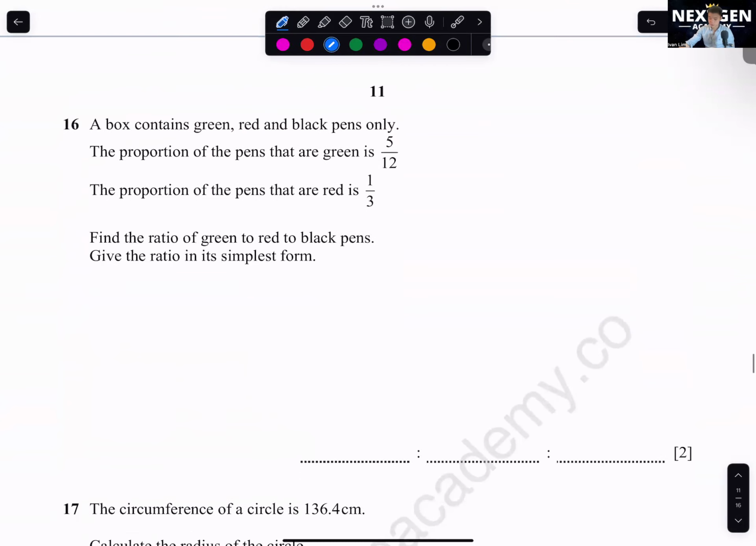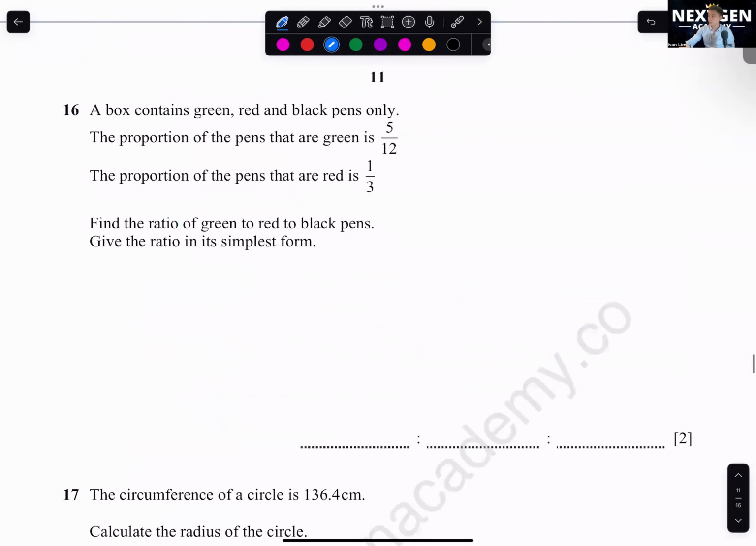Okay, question 16. A box contains green, red, and black pens only. The proportion of the pens that are green is 5 over 12. The proportion of the pens that are red is 1 over 3. Find the ratio of green to red to black pens. Give the ratio in its simplest form.